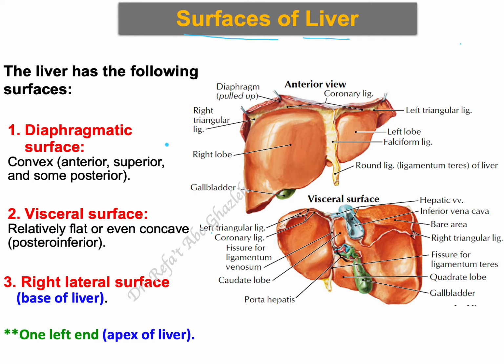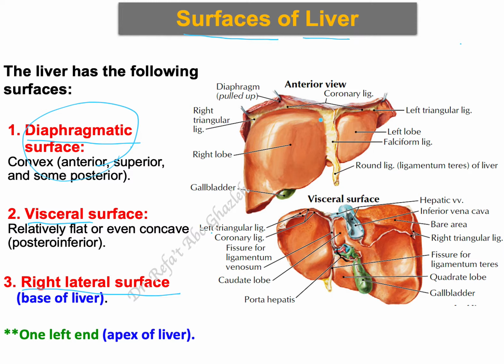Let me summarize it at the first. We have three surfaces for the liver. So the liver has three surfaces. The first one is the diaphragmatic surface, the second one is the visceral surface, and there is the right lateral surface. Let me start with this one, the diaphragmatic surface.